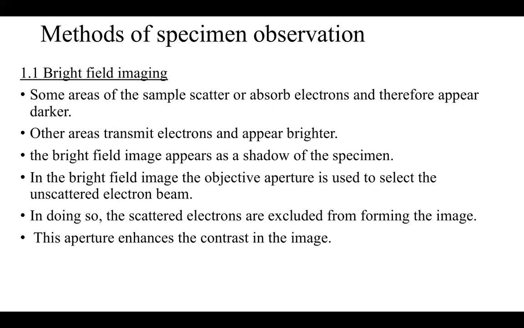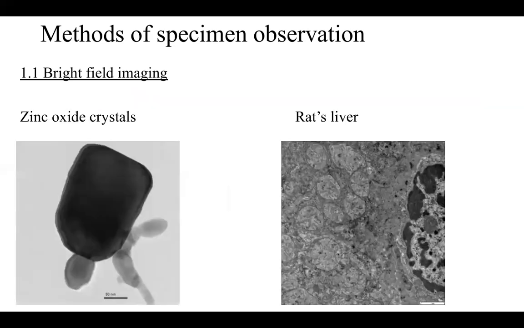In the bright field image, the objective aperture is used to select the unscattered electron beam. By doing so, the scattered electrons are excluded from the image, and this aperture enhances the contrast in the image. We will look into the difference between bright field and dark field.